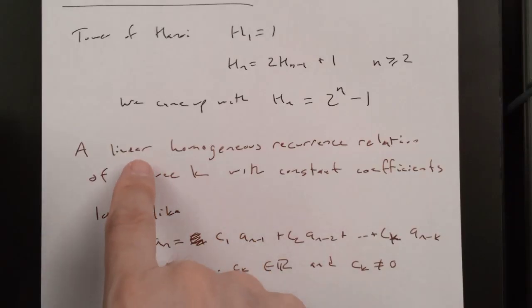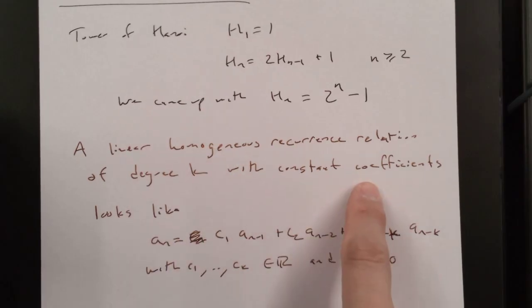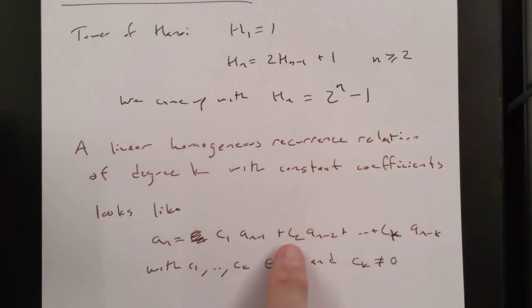Now I need to understand what linear homogeneous, wait, constant coefficient means. What's a constant? A number. So all of these c's, they're constants. They're elements of the real line. And this one can't be 0. If this was a 0, I wouldn't have a depth k. I'd have a depth k minus 1 or k minus 2. I need to make sure this one's not 0 to make sure I have to go back that far.